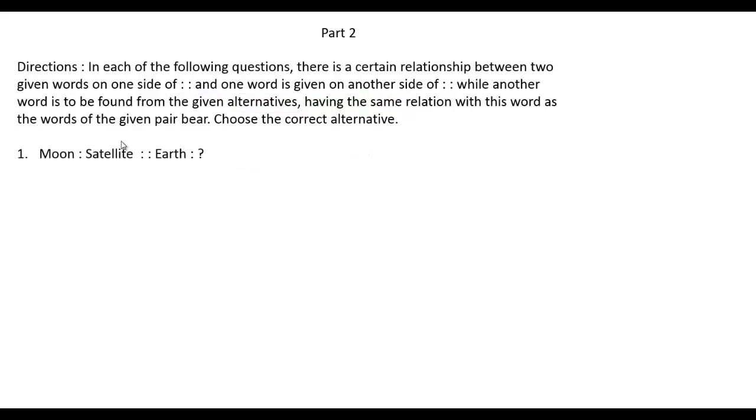Here is the first question on the screen: moon is to satellite, then earth is to what? As we see, the relation between the moon and the satellite is that moon is a satellite. Since moon is the satellite, then earth is what? It should be the planet. The options are sun, planet, solar system and asteroid. Earth is not a sun, not a solar system, neither an asteroid. Earth is a planet. Since moon is a satellite, earth is a planet.